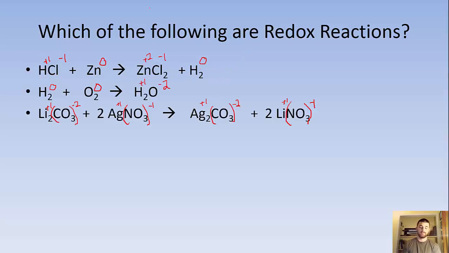All right, so TV movie magic, already got the charges done. So the first one we said there was reduction and oxidation. And then this one right here, they both start with a charge of 0 and they end up with different charges. So that's a redox reaction as well. Whereas in this example, Li is +1 and then it's still +1 over here. So that didn't change. CO3 is -2, it's still -2. Ag is +1, it's still +1. NO3 is -1, it's still -1. So that is not a redox reaction.